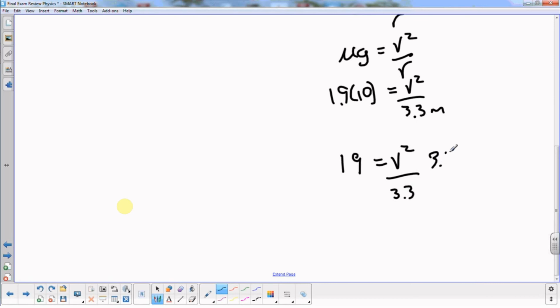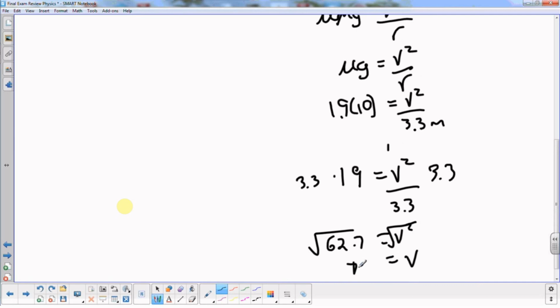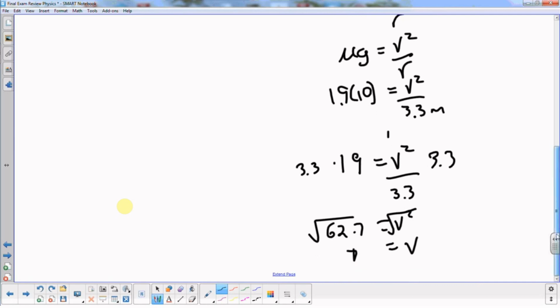We're looking at v squared equals 62.7. Square root, 7.8. V is 7.91 meters per second.